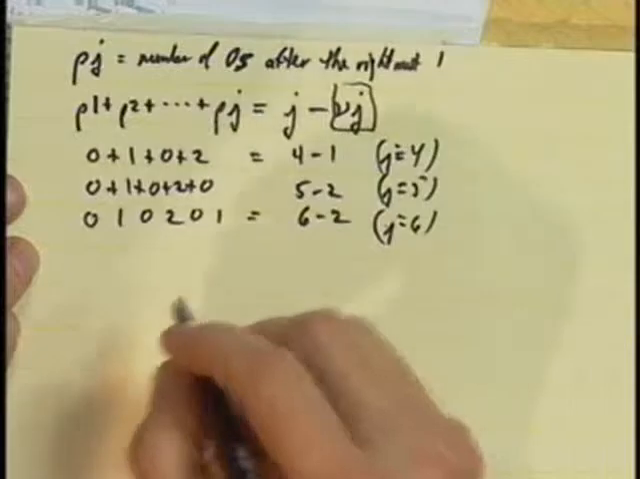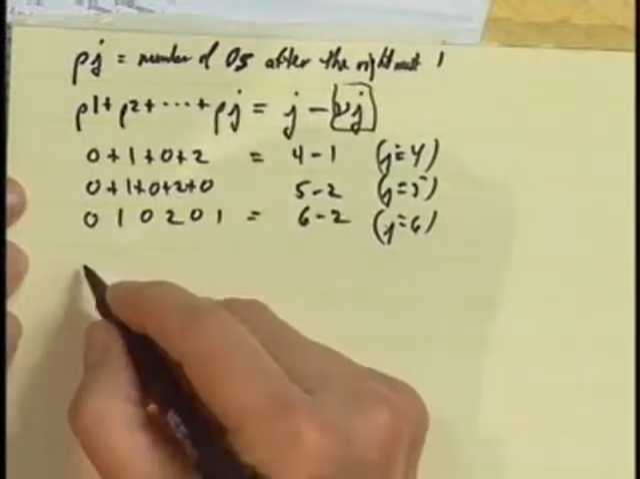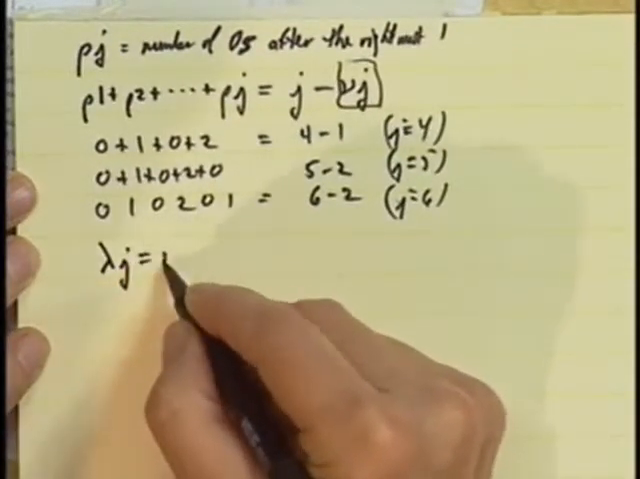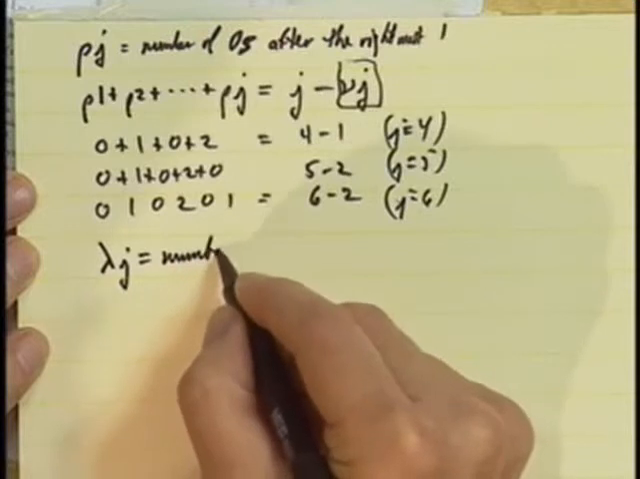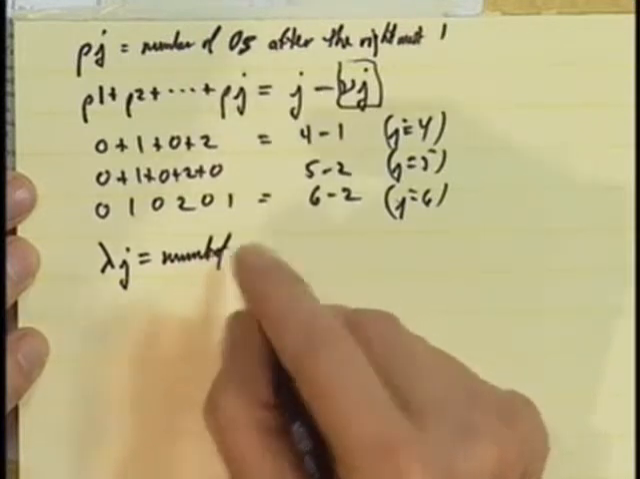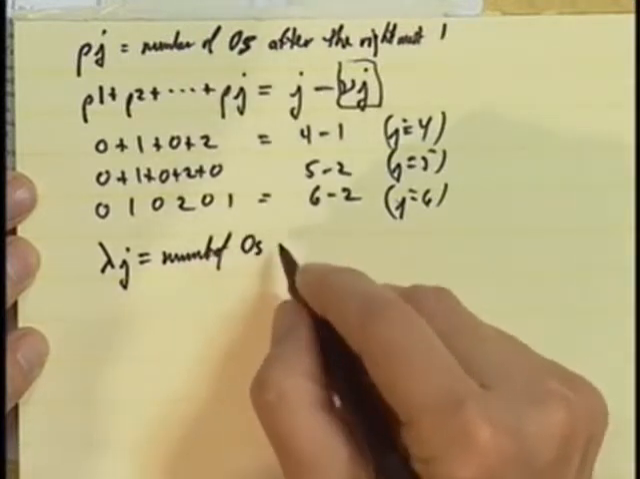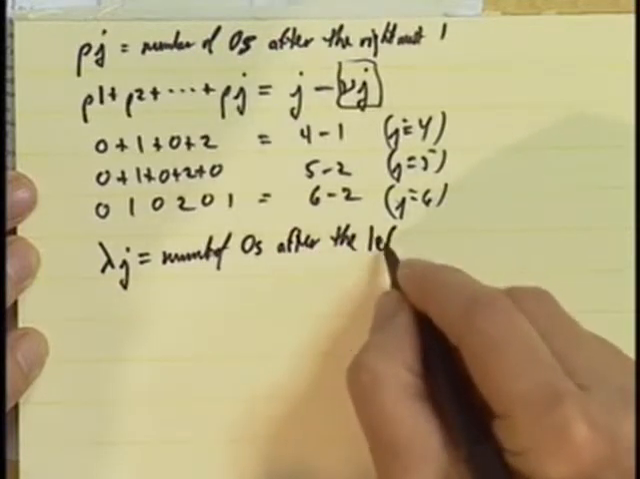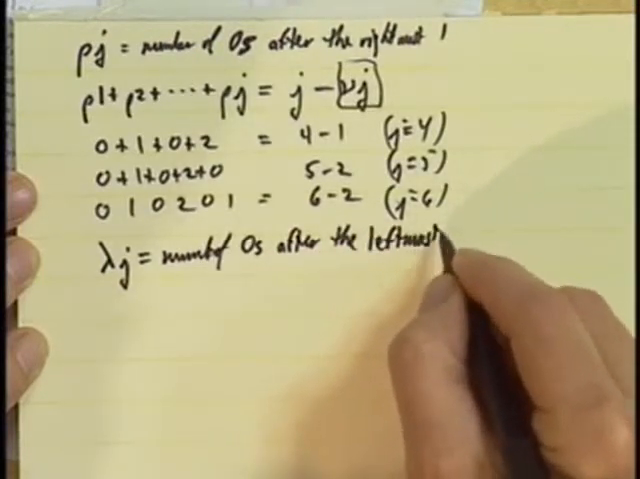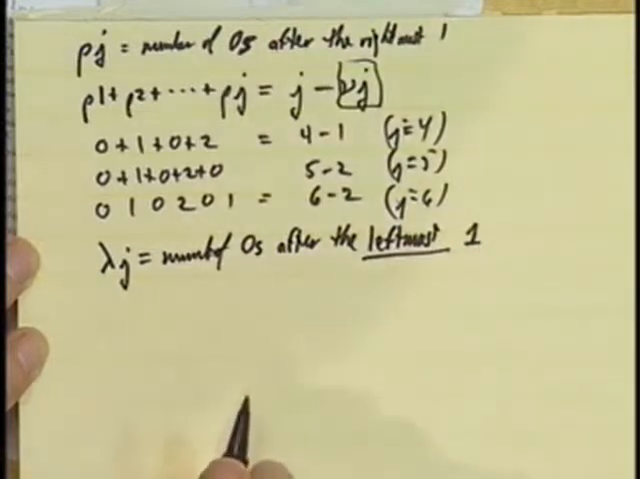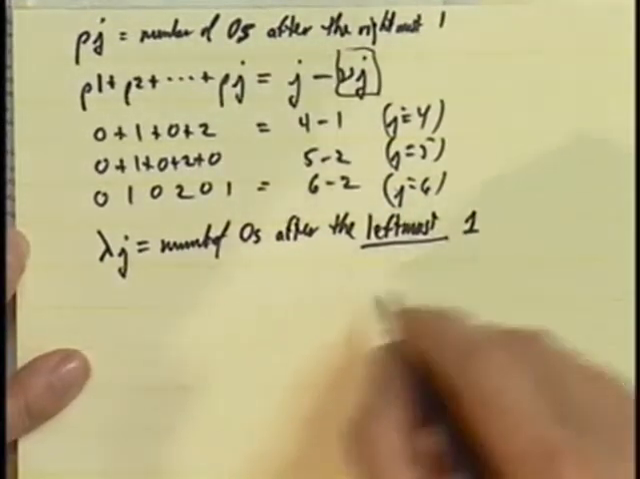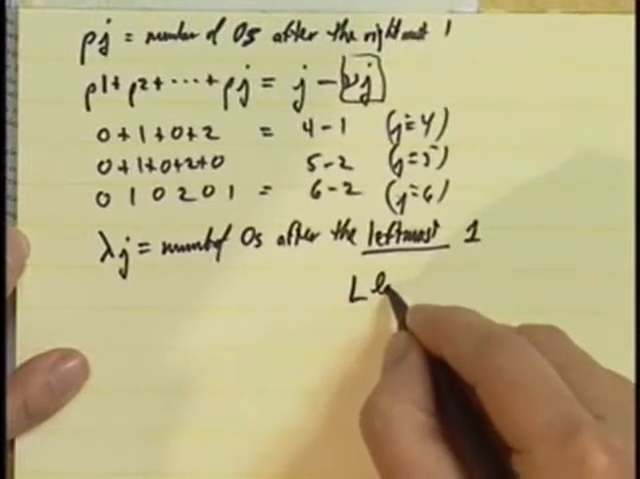While I'm mentioning the row function, let me mention the dual function, which is the lambda function, which is the number of zeros after the leftmost one. Sorry, I can't write anymore. Getting very old. So this is also equal to the floor of the log base 2 of j.